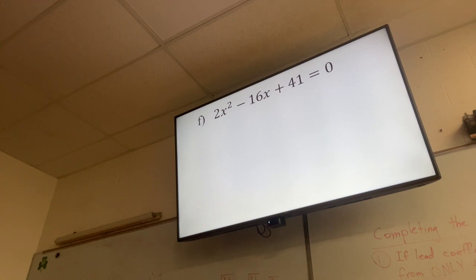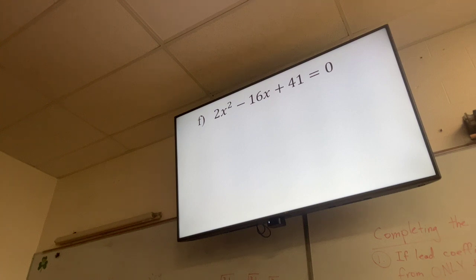Am I in standard form? I am in standard form. Standard form just means there's a 0 and then the lead coefficient is positive. Is my lead coefficient 1? No, so my lead coefficient is not 1 this time. It's actually 2, okay? So I have to do step 1, okay?